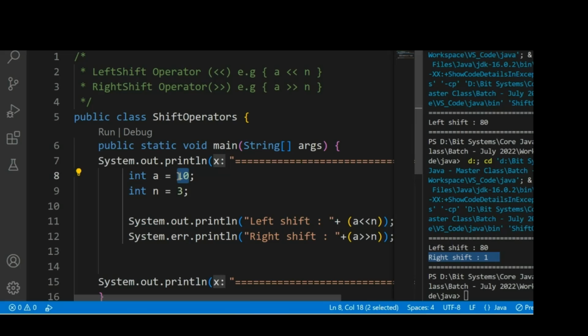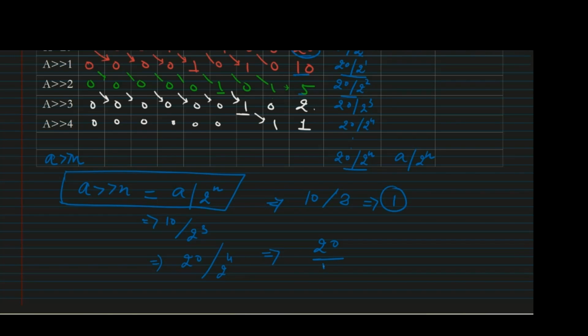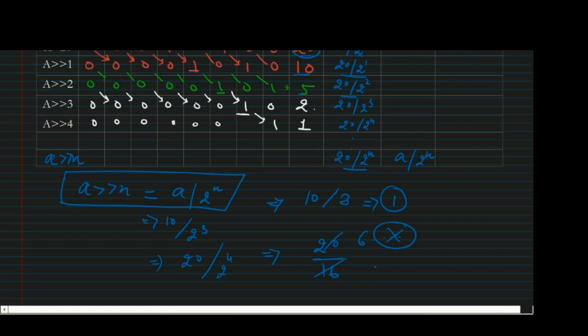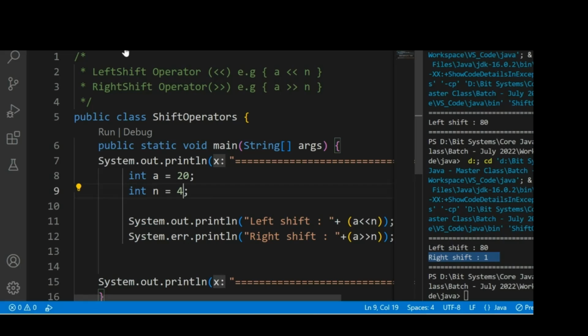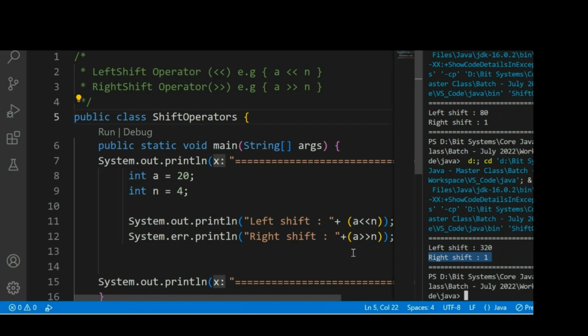And let's do it for 20 and 4. 20 and 4. So what should be our output? From this formula, we can easily say that replacing A by 20 and n by 4, which is 2 raised to the power 4, becomes 20 divided by 16, which will give us 1 point something. And being an integer value, the fractional value will be discarded, so we will get 1. And let's try to execute it. So we got 1 over here.